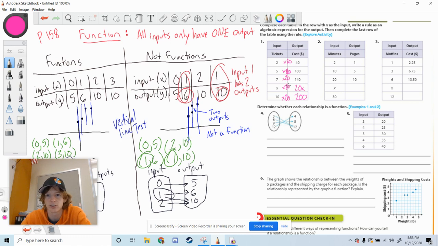Okay, so this is a function. It's a proportional line. And proportional lines, if we graphed a proportional line, it's going to look like this. It goes through the origin, but it passes our vertical line test.